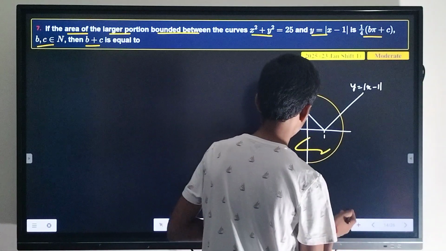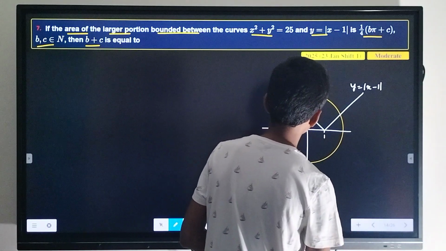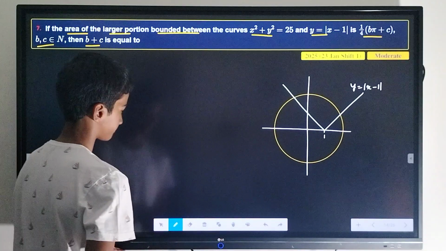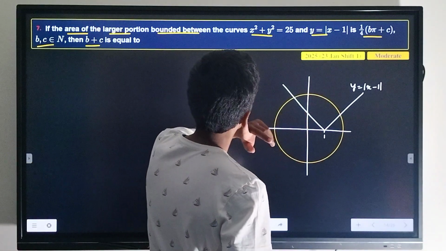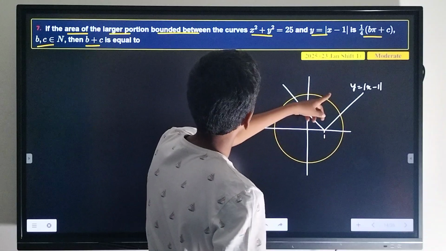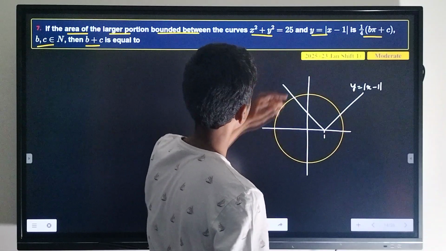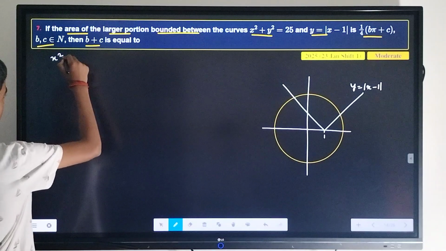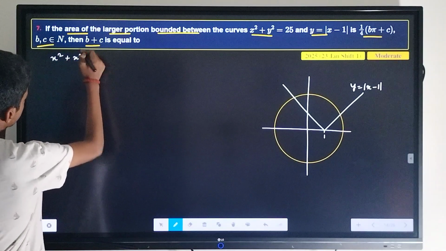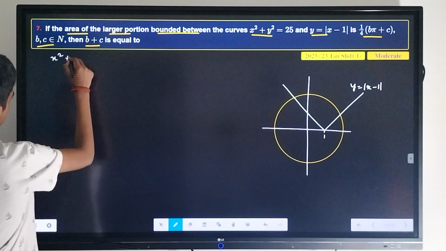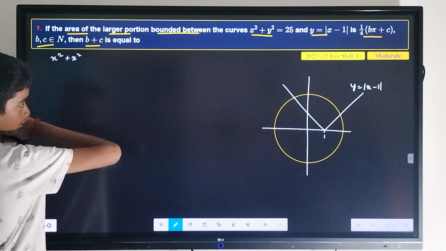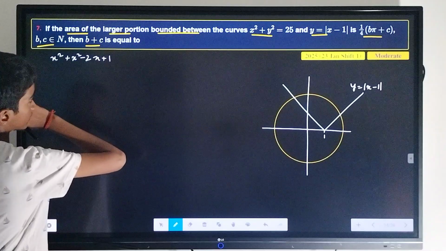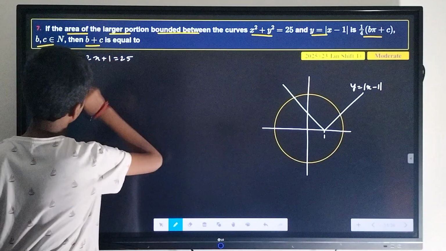This whole region, I am not highlighting it because here is one more thing, then we will highlight it. So first of all, we will take y is equal to mod of x minus 1 here. We will get x square plus x square minus x square minus 2x plus 1 is equal to 25.